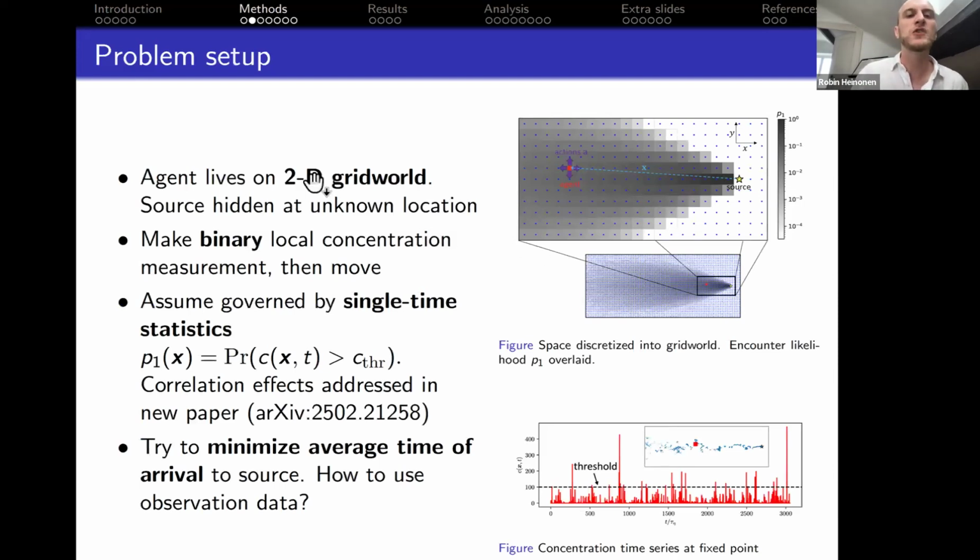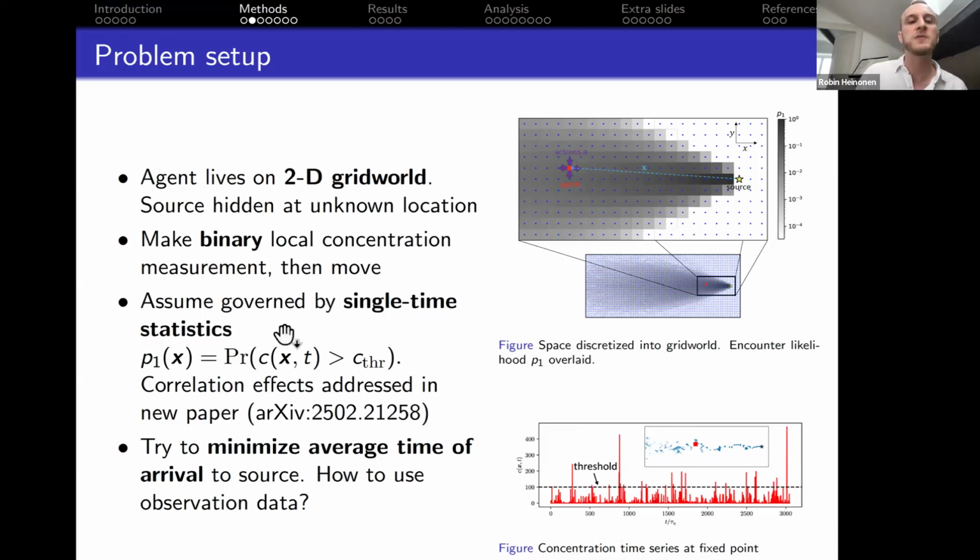We have an agent living on a two-dimensional grid world. We're going to use three-dimensional data, but we constrain the motion to two dimensions for both computational reasons and analytical tractability. And then we're going to hide a source somewhere at an unknown location. Every time step, our agent is going to make a binary local concentration measurement, by which I mean simply low or high with respect to some threshold. And then it's going to move by taking an action and moving to an adjacent grid point.